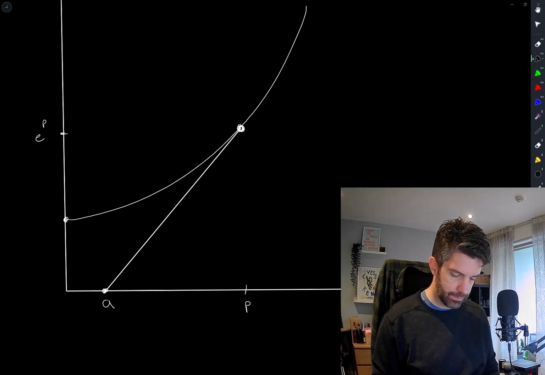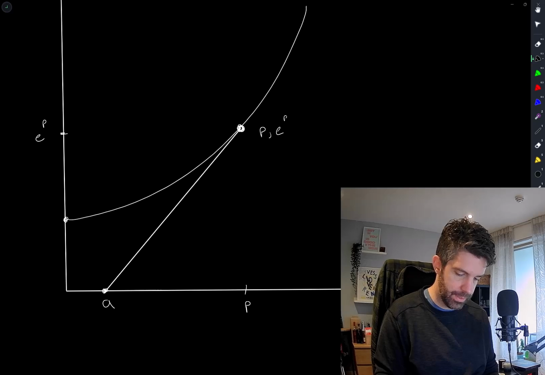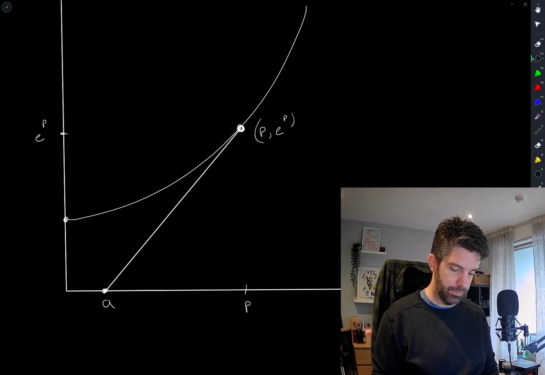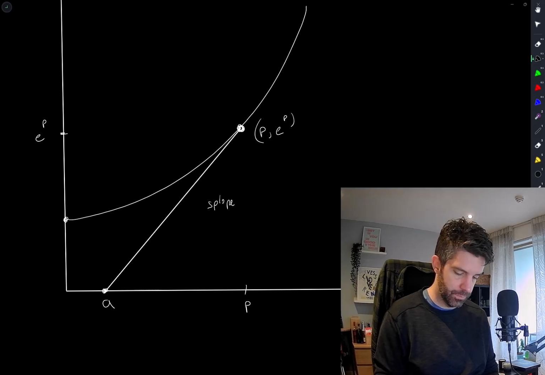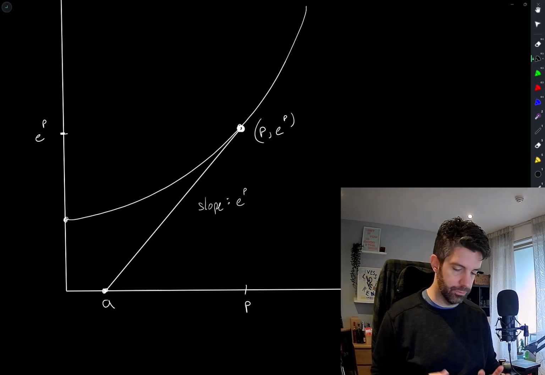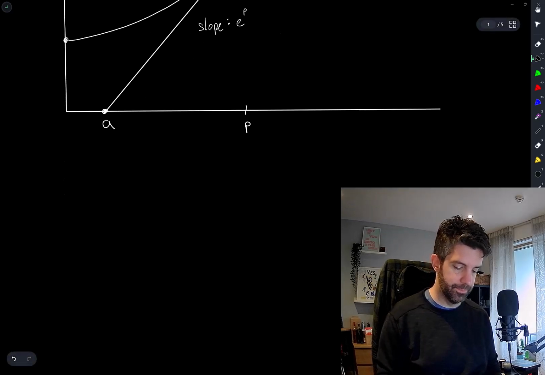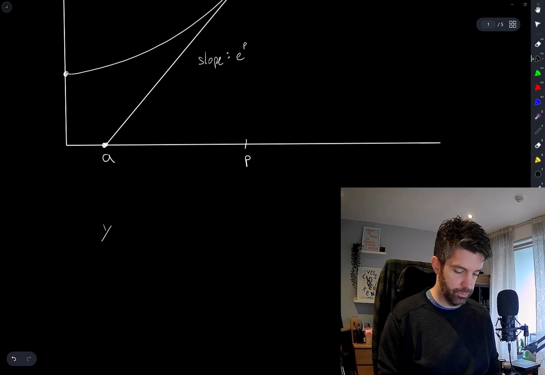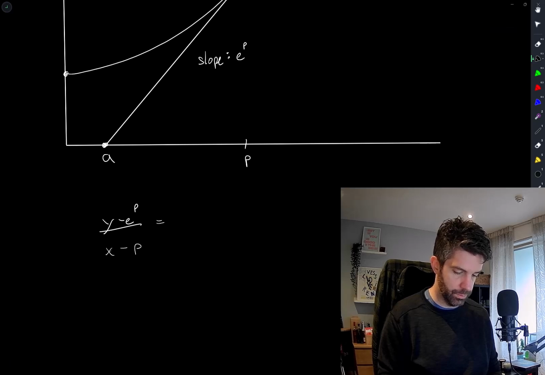So this is the point (p, e to the p), and the slope of that line is e to the p. Well, that's not how you spell slope. So the slope of that line is e to the p because it's tangent, so derivative and so on. So the equation of that line is, let's write it like this, y minus e to the p over x minus p is equal to e to the p.